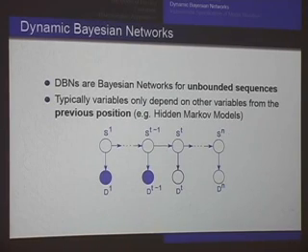So the third component is dynamic Bayesian networks, which is a way to deal with unboundedly long sequences, because we're dealing with parses. Sentences can be arbitrarily long, parses can be arbitrarily large. We need that.